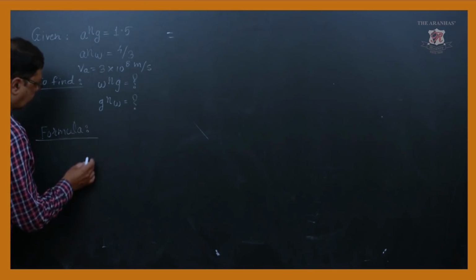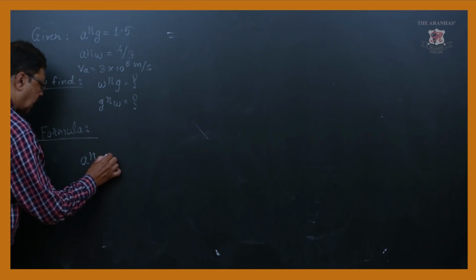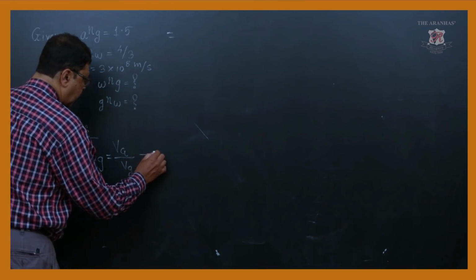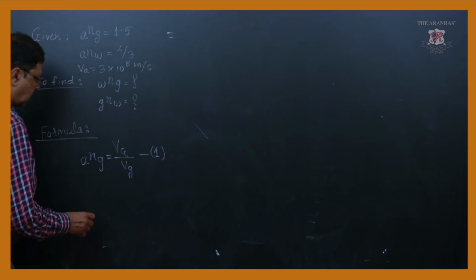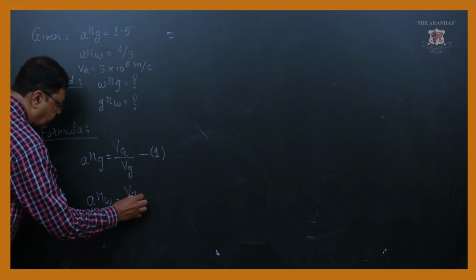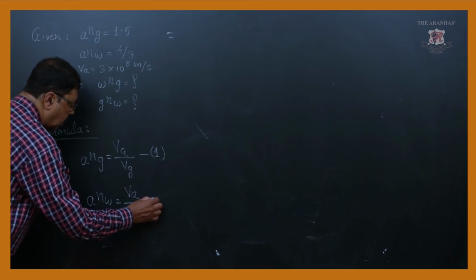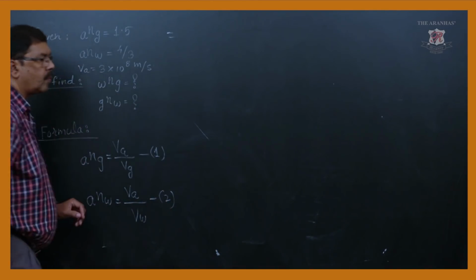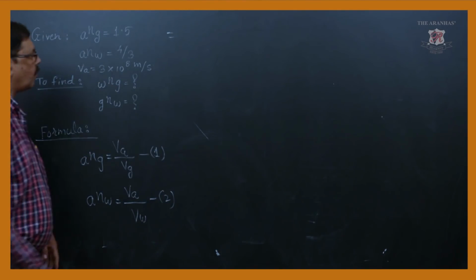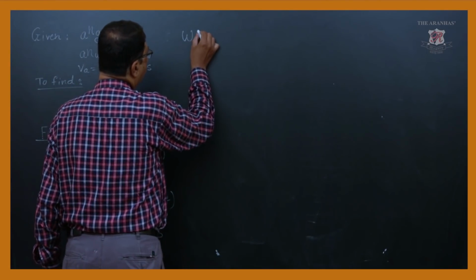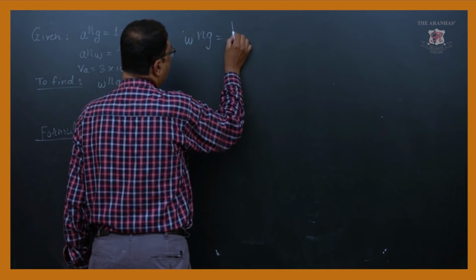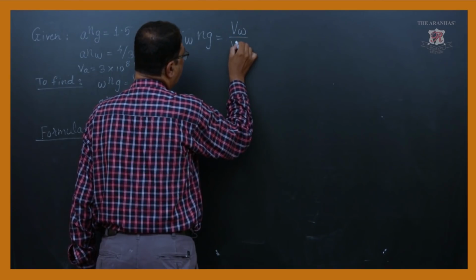See how you can write: aμg, refractive index of glass with respect to air, equals Va upon Vg. This is my equation number 1. How can I find the refractive index of water with respect to air? Va upon Vw. This is my equation number 2. Now let us say w and g I want to find out. What is the formula for this? Vw upon Vg.